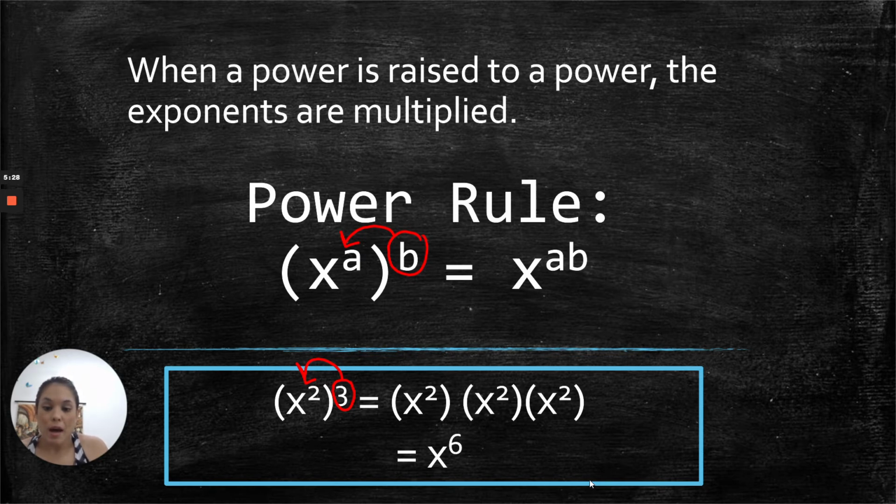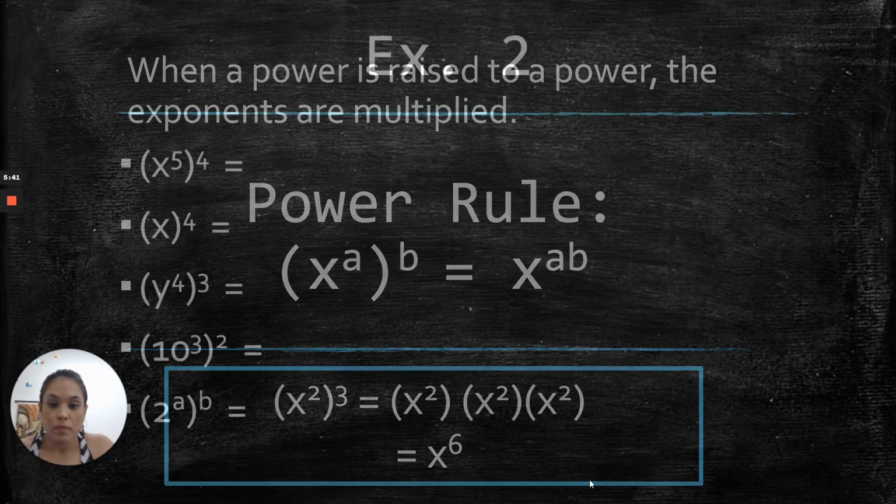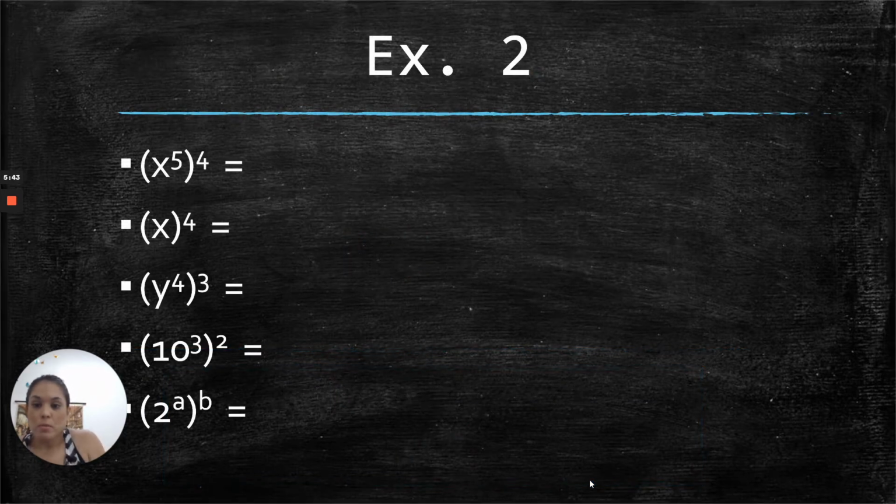So here we have x squared to the third power. 2 times 3 is 6. So my answer is x to the 6th power. This is the power rule. Let's work on a few examples. So here I have x to the 5th power raised to the 4th power. So this is the same as x, 5 times 4, which equals x to the 20th power.